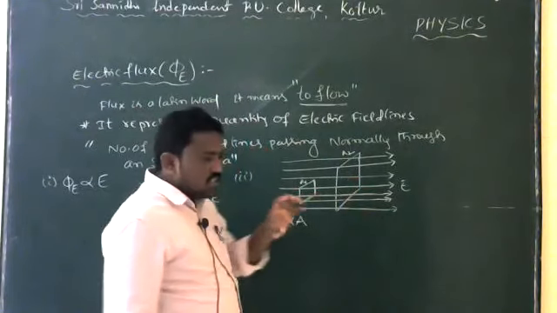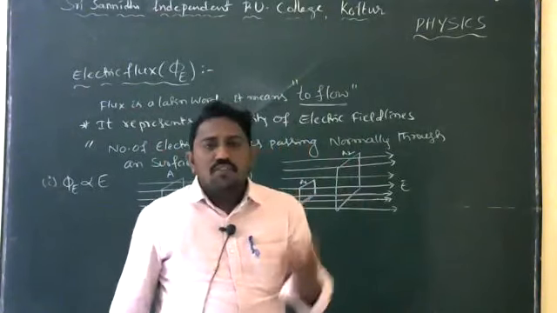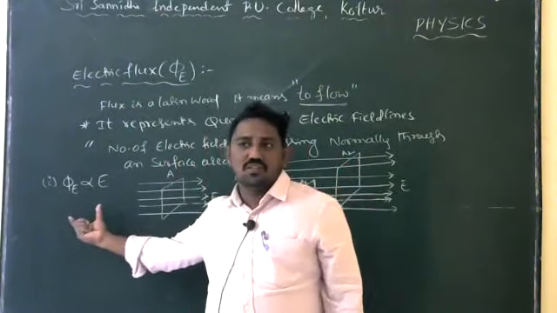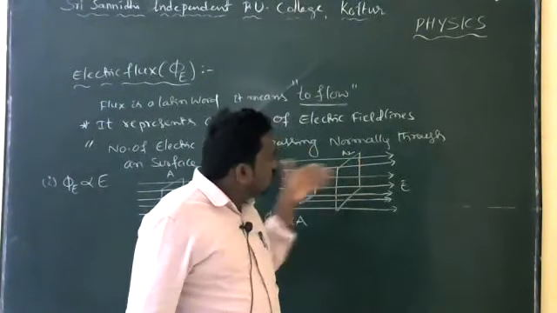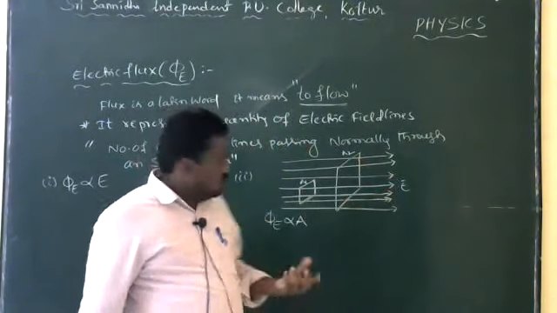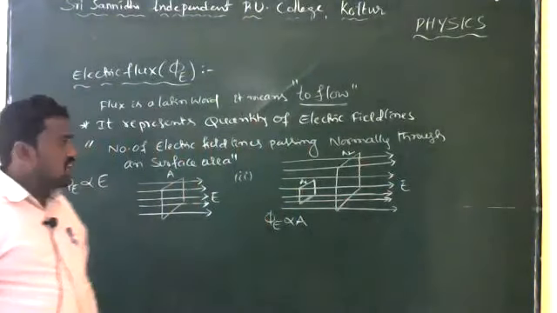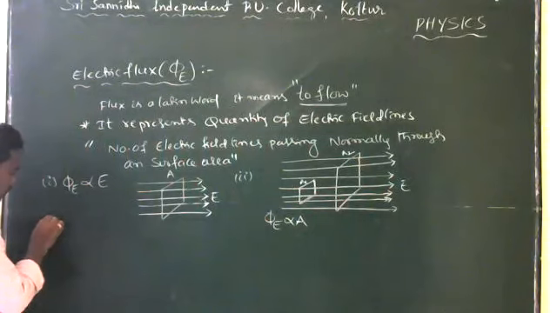So a surface area with a smaller number of electric field lines will have less flux. Why? Because the larger the area, the more electric field lines pass through it, so the electric flux is more. Therefore, electric flux is directly proportional to area. So this is the second point. Next, the PowerPoint.